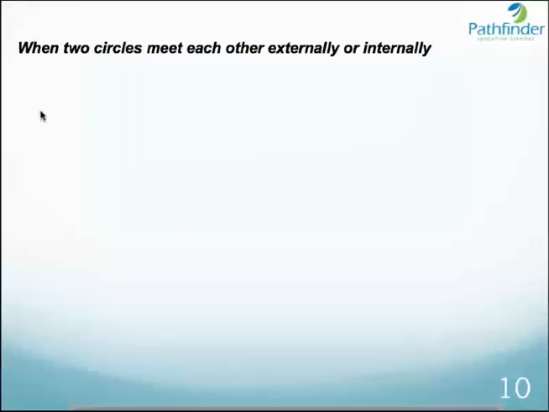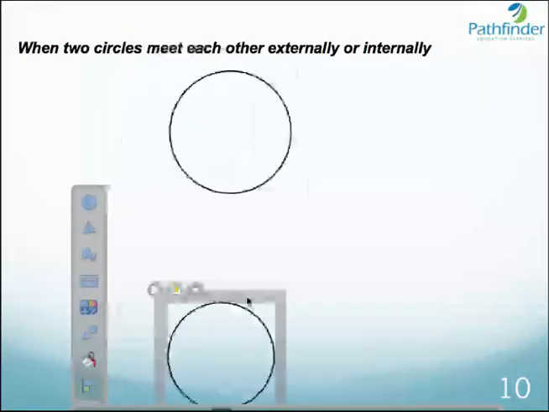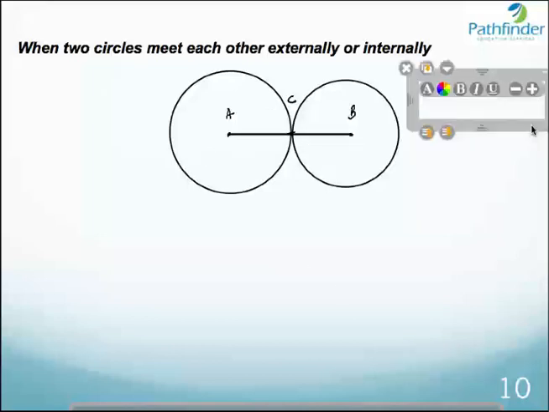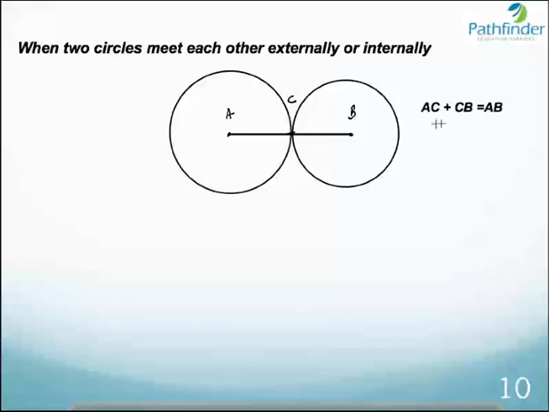Next, we take a look at the properties when two circles meet each other externally or internally. Let's have two circles drawn. So here we have two circles touching each other externally at this point. So the property says that the centers of the two circles A and B and their point of contact C must lie in the same straight line, which means AC plus CB must be equal to AB.